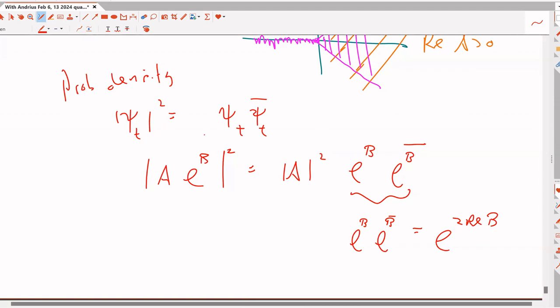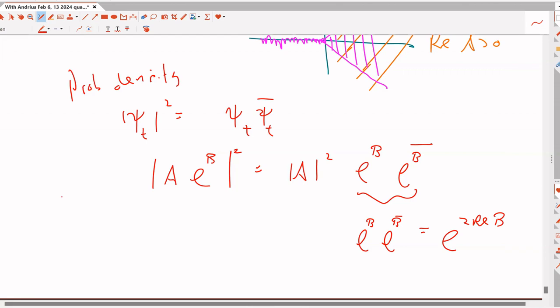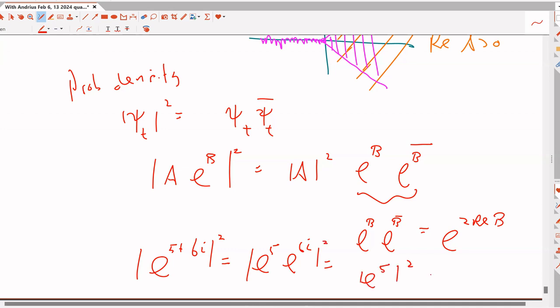Another way I would think about that is just to say, like, e to the i theta, where it's imaginary, that's going to be just 1, because the real part is 0. It's only the real part that matters. So if you have, for example, e to the 5 plus 6i, and we want to know what its modulus squared is, it's just going to be e to the 5 squared times e to the 6i squared. Well, e to the 6i just has modulus 1, so it's going to be e to the 10, which is e to the 2 times the real part of this. Mm-hmm. All right.